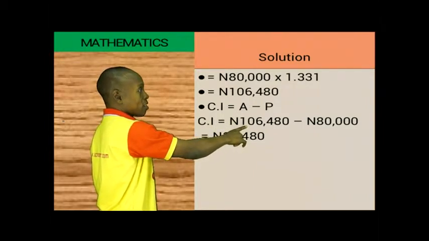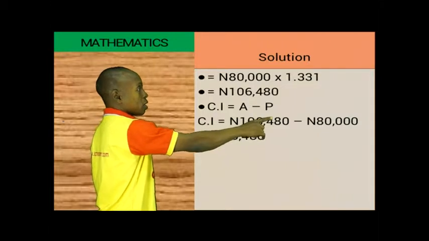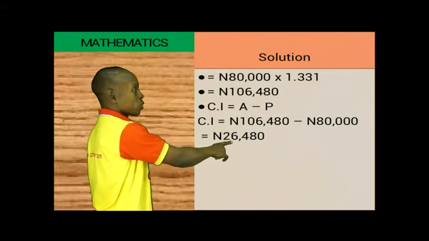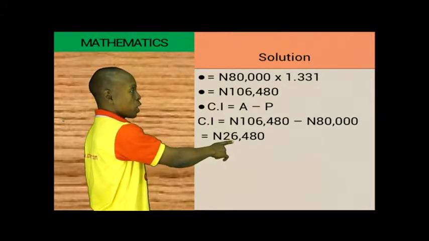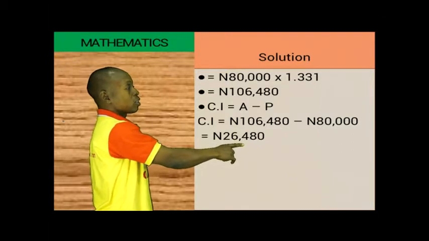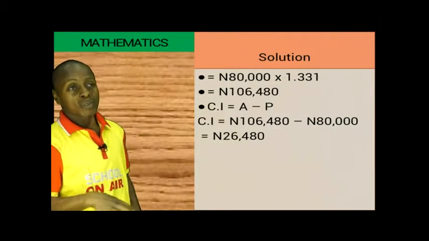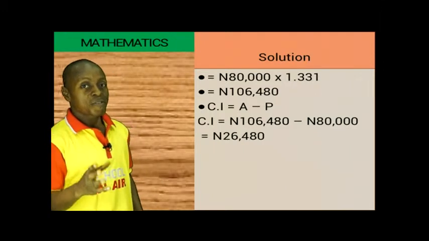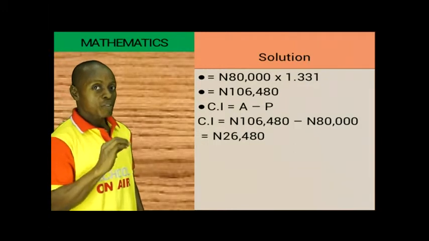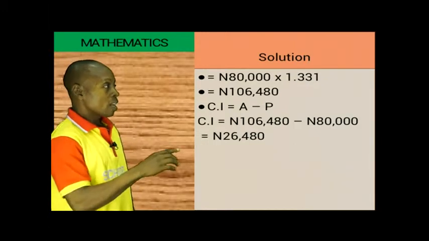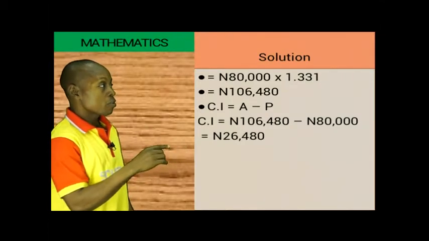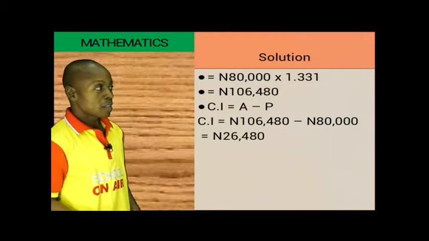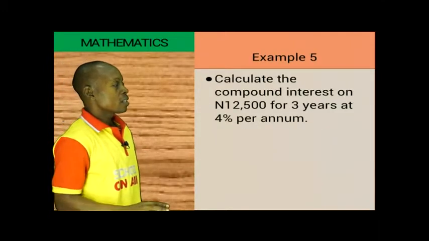So we got the amount to be 106,480 naira. Then the principal is 80,000. So the compound interest will be, when you find the difference between the two, 26,480 naira as the compound interest. That will be his accumulated interest for the period of 3 years, if the money is kept in a fixed deposit at that rate of interest, which is 10%. So the interest we accrue at the end of 3 years is 26,480 naira. That's as simple as ABC.